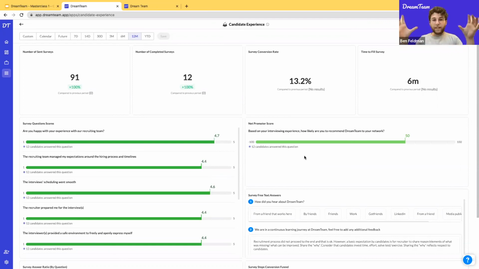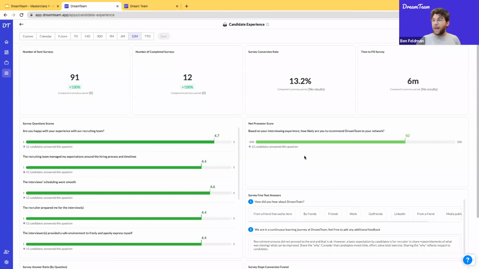We take all of that data, we calculate it into a score of negative 100 to positive 100. And effectively anything over 0 is considered positive. Your hiring process is going well. Anything over positive 30 is considered going really, really well.